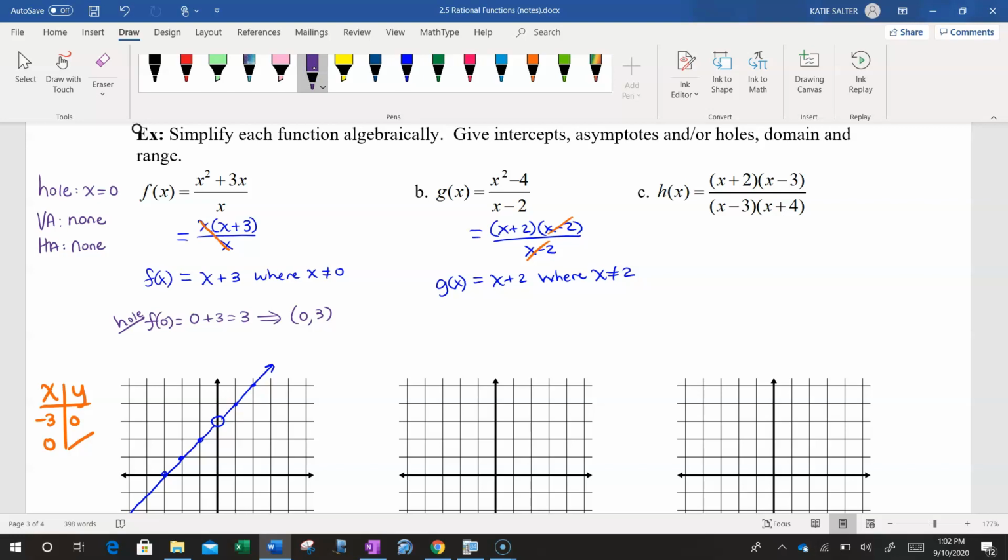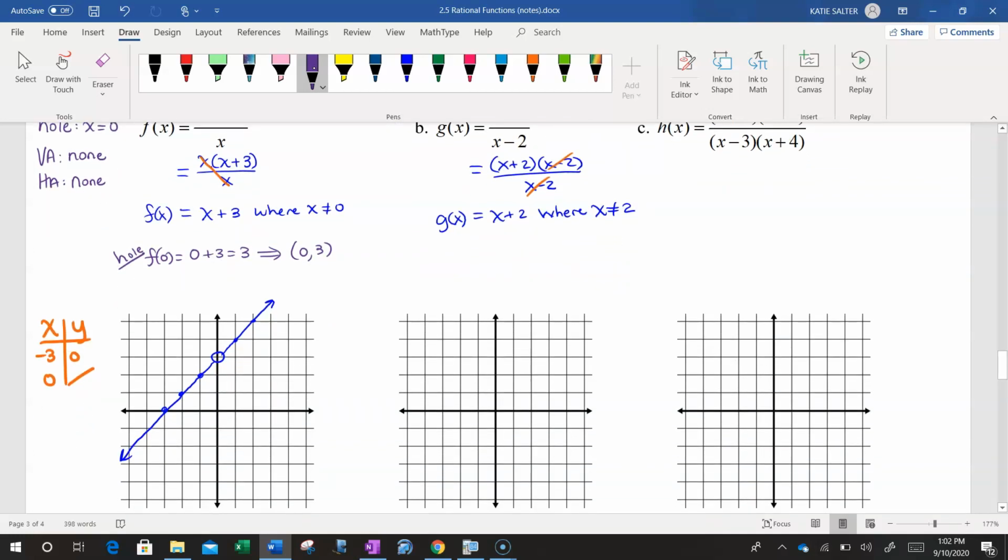So we know that this one will end up having a hole whenever x is equal to 2, because it's undefined there. Just like the last one, this one will not have a vertical asymptote or a horizontal asymptote because there was nothing left. So I'm just going to jot that down for my own knowledge. All right, so in this case, we're left with pretty much y equals x plus 2.